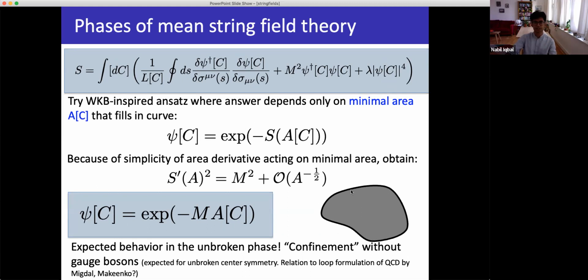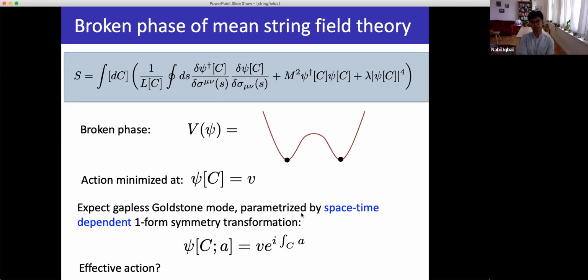Okay, great. Thank you. So now moving on, this is the unbroken phase. But then let me ask you about the broken phase. So in the broken phase, you look at a phase where the m squared can be negative. In that case, the potential looks like this. And now the action is minimized at a non-zero value of psi, at the minimum of this potential at this value v.